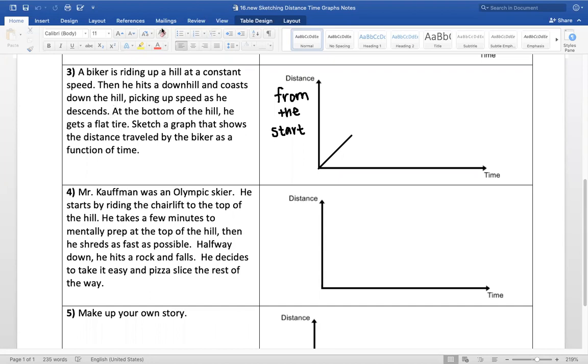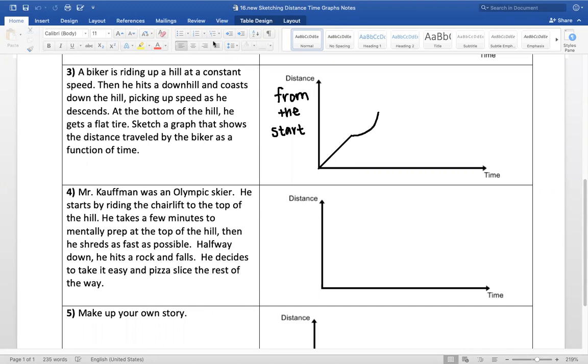So what would that look like? Well, that is not going to be a constant speed. That is going to be a speeding up picture. Now, I know Ms. McGowan talked to you about this, but it is going to look something like this, where you start off slow and then you speed up. Like this, slow, then speeding up. At the bottom of the hill, he gets a flat tire.